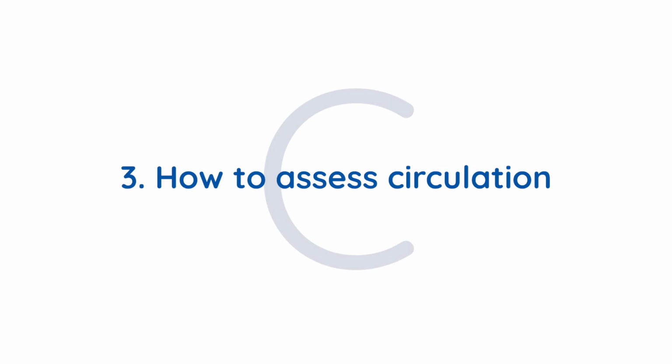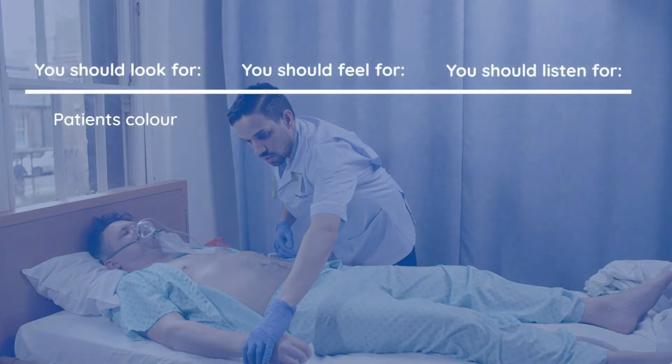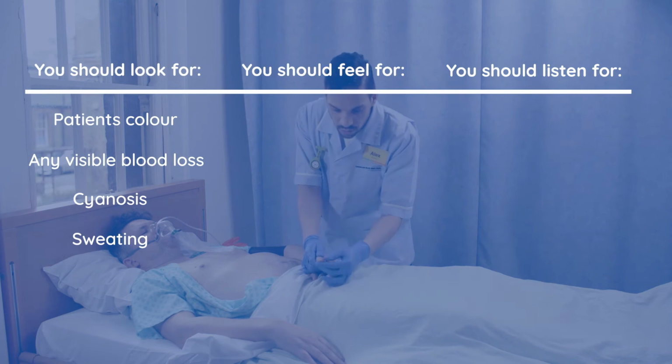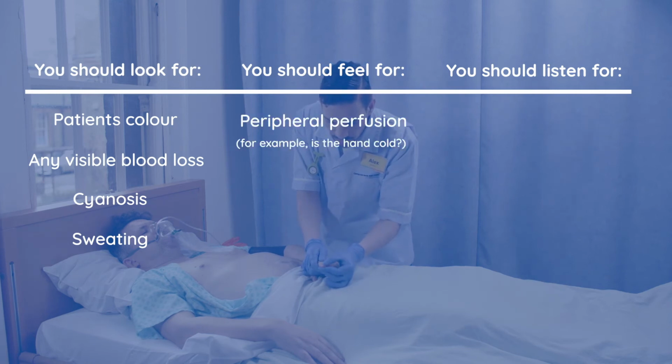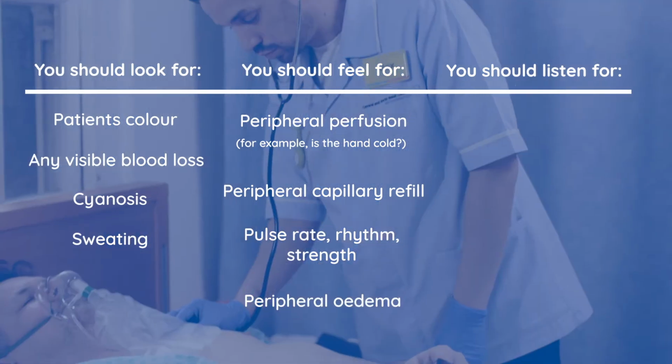How to assess circulation. Here you will look at the patient's colour, any visible blood loss, cyanosis, and sweating. You will feel for peripheral perfusion, for example, is the hand cold, peripheral capillary refill, pulse rate, rhythm, strength, and peripheral edema.